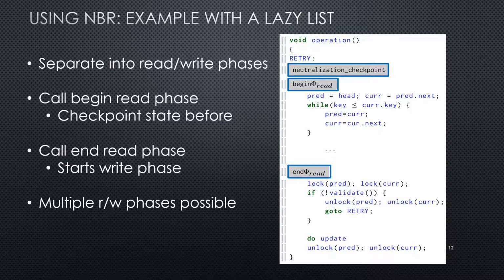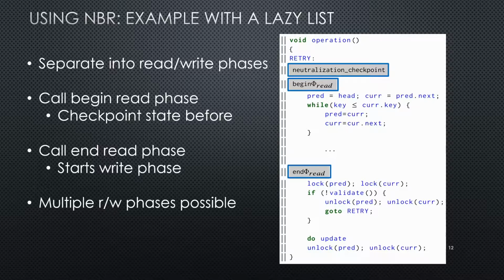Additionally, one needs to invoke the neutralization checkpoint, which is basically a call to sigsetjmp that implements the restart behavior for the threads in the read phase. And the update phase in this particular function begins with the locking of the pred node and ends with the unlock of the current node.